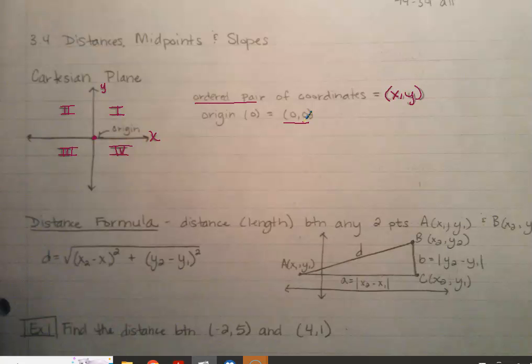All right, we're going to be focusing a ton today on this distance formula. Okay, that's why it's distances, midpoints, and slopes. Okay, so the distance formula is going to tell you the distance or the length between any 2 points.